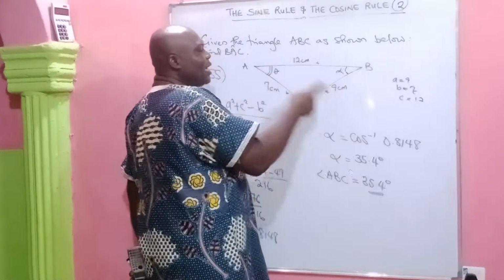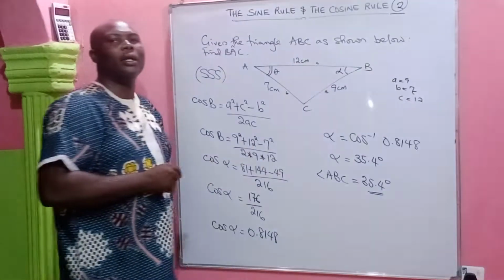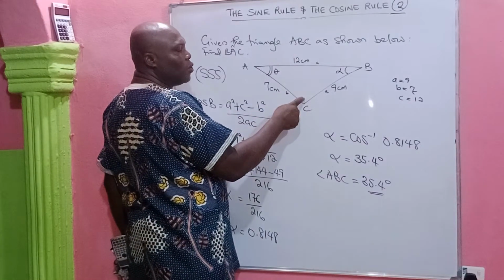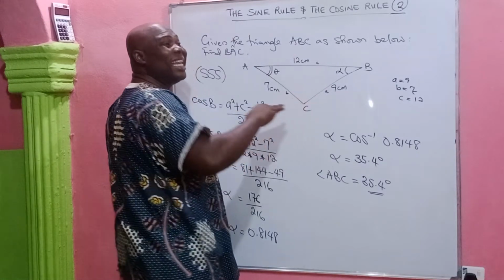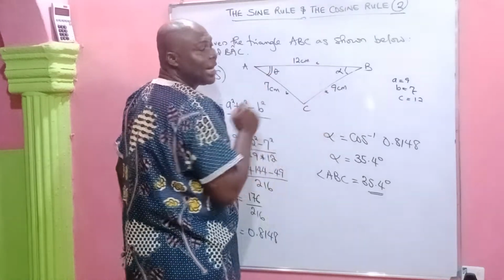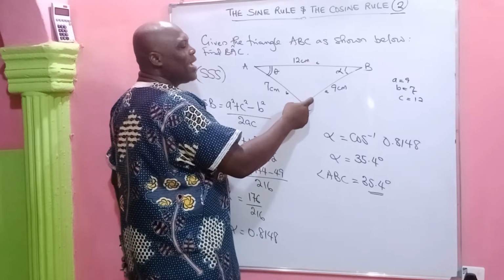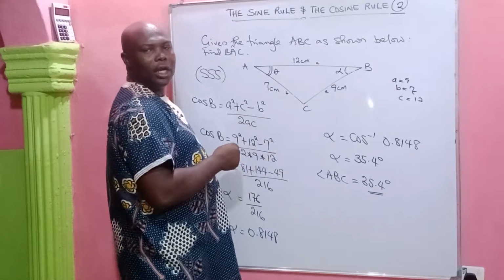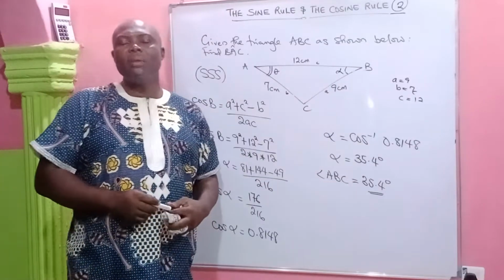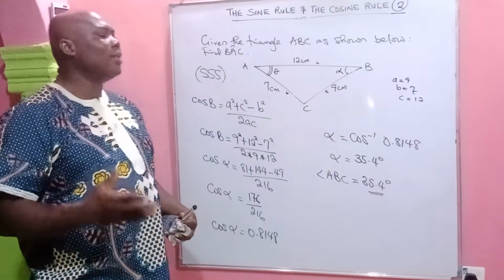So it is expected that this angle will be bigger because it is facing the longest side, or the larger side. Now note that if you are to calculate angle C, it will be the largest angle because 12 cm is longer than 7 and 9 cm. So it is expected that this angle will be quite bigger than every other angle in the triangle. Please take note. It's important, because sometimes when you make a mistake, this will checkmate you to know whether you actually got the answer or not.